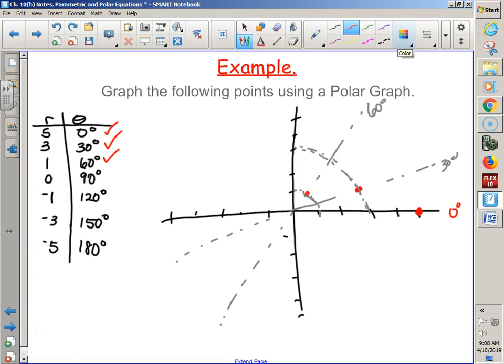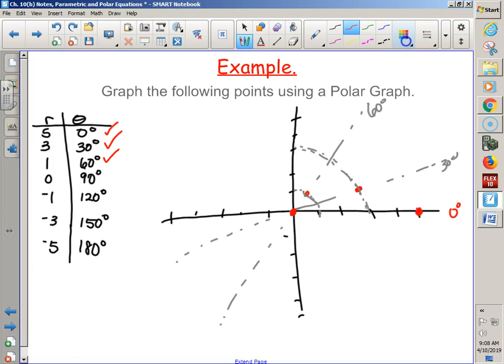0, 90. How hard is that one? What happens if r is 0, whatever the angle is? 0, 210, 0, 360, 0, 135, 0, 120, 0. If r is 0, have you gone anywhere? No. So maybe you turned, but you're still on the pole. Maybe you turn this way, but you're still on the pole. So anytime there's an r equal to 0, you're right back here.